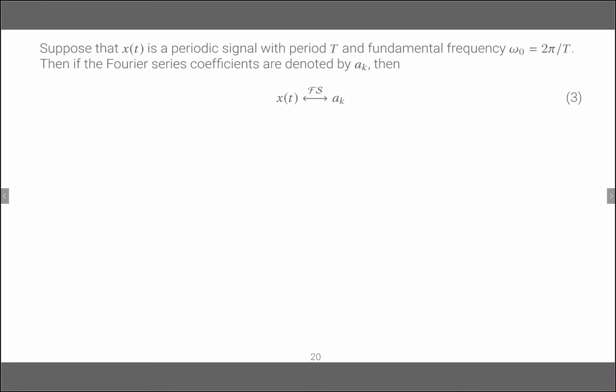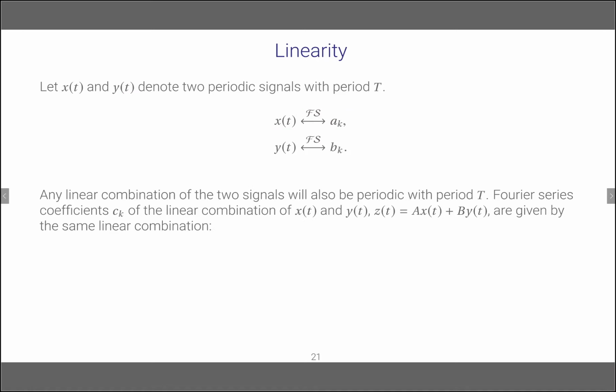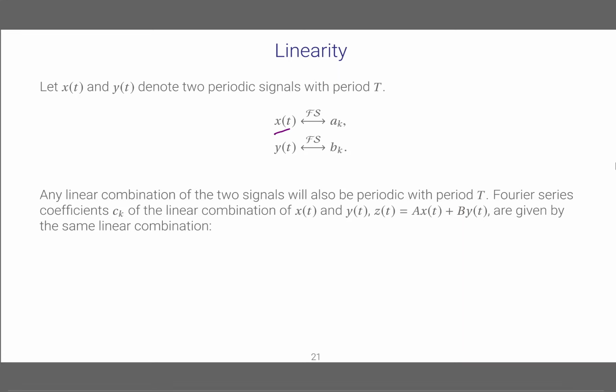Okay, think about a periodic signal x(t) with period T, and its fundamental frequency omega naught is 2 pi divided by T. Then its Fourier series coefficients are denoted by a_k. Then we can write this in shortened form, x(t) with its Fourier series coefficients a_k, with this calligraphic FS to say Fourier series. Okay, so we have x(t), its Fourier series coefficients a_k, and y(t), which also has the same period T, and its Fourier series coefficients are b_k.